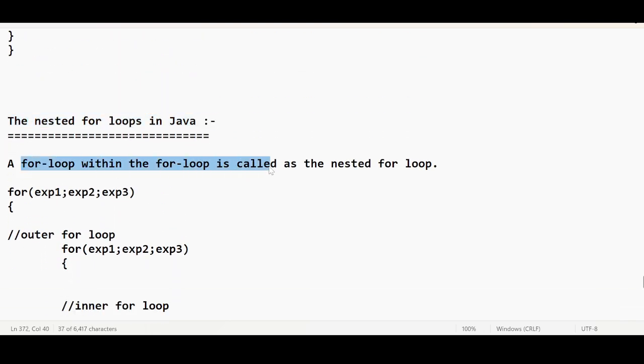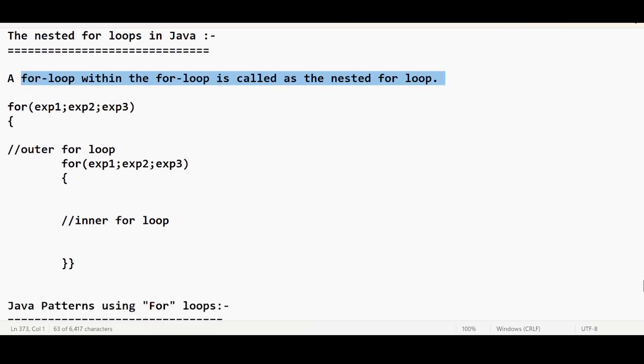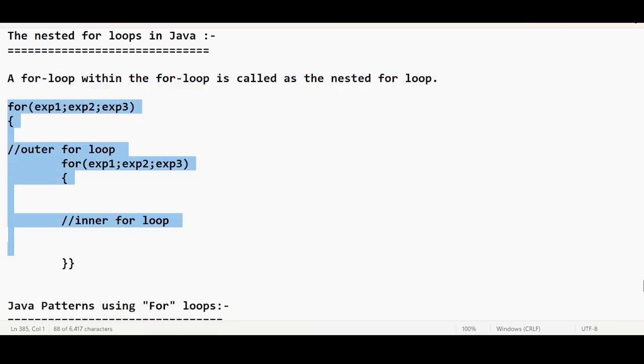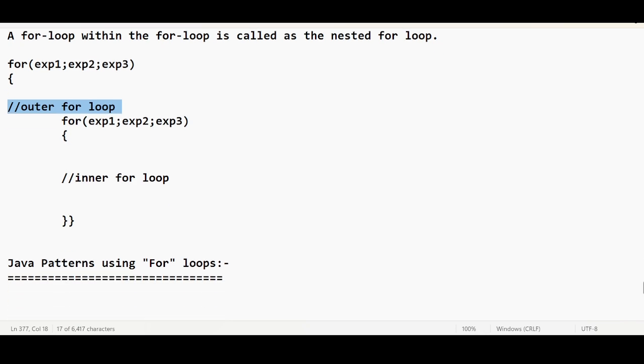A for loop within a for loop is called a nested for loop, and this is the syntax for that. You have the outer for loop, and inside that you place another for loop, which is called the inner for loop. This is the body of the outer for loop. We have discussed some problems, and also how exactly the control flows from one for loop to another for loop, right?